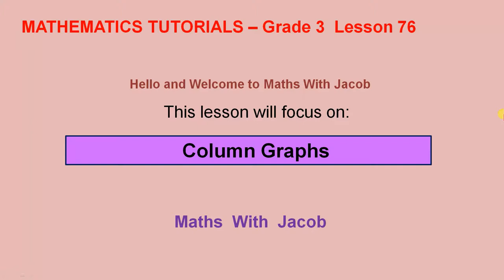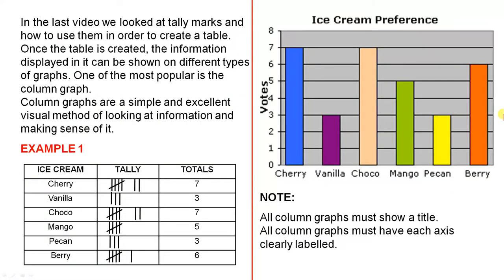This lesson will focus on column graphs. In the last video we looked at tally marks and how to use them in order to create a table. Once the table is created, the information displayed in it can be shown on different types of graphs. One of the most popular is the column graph. Column graphs are a simple and excellent visual method of looking at information and making sense of it.